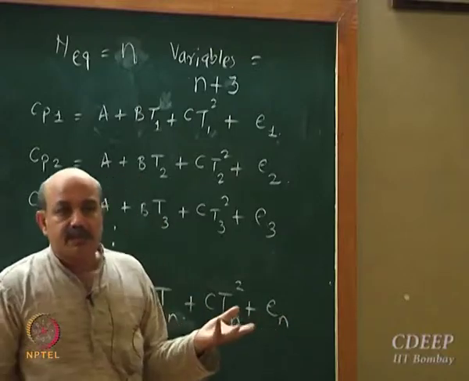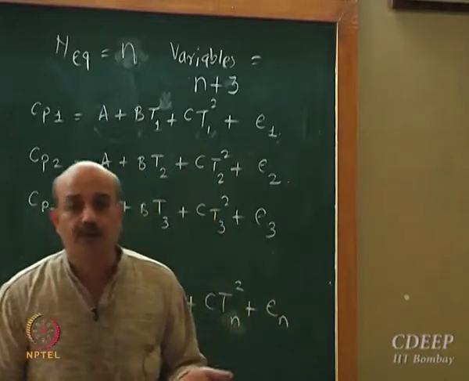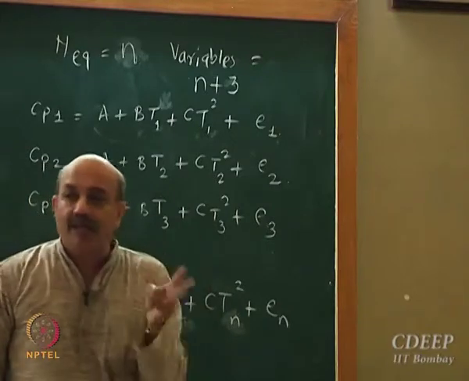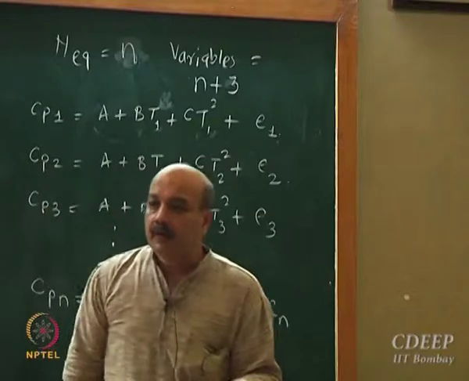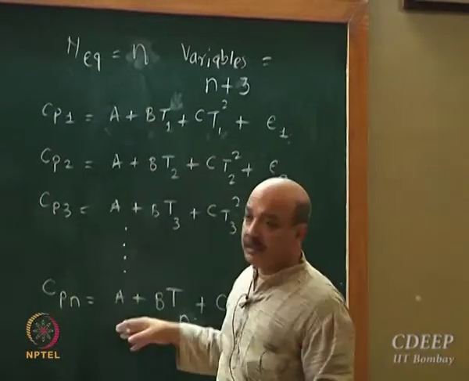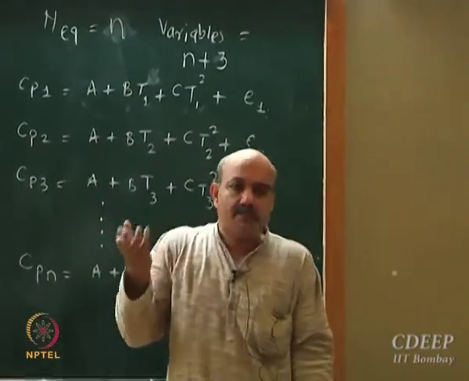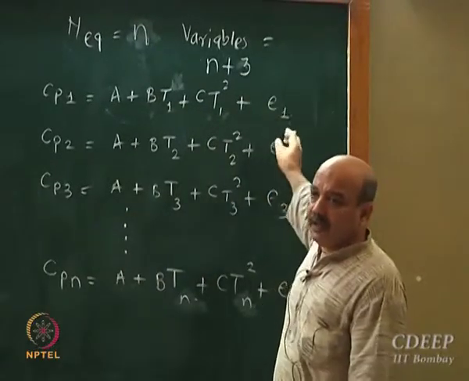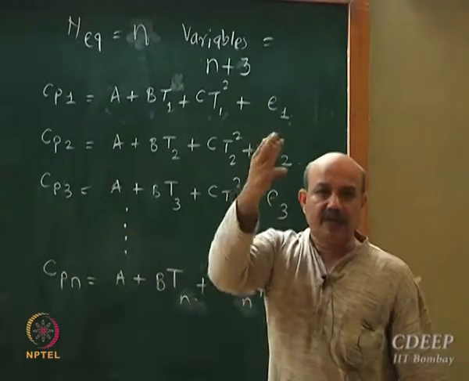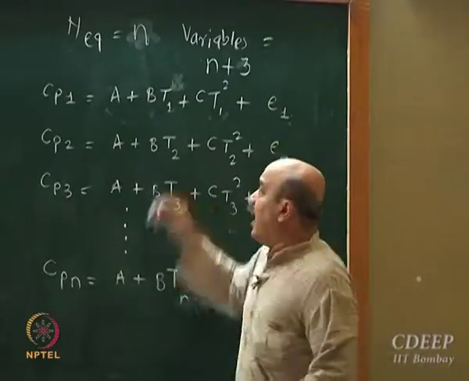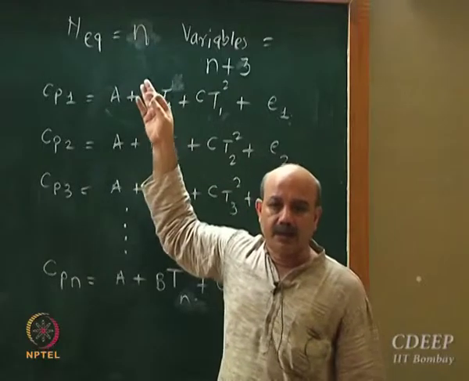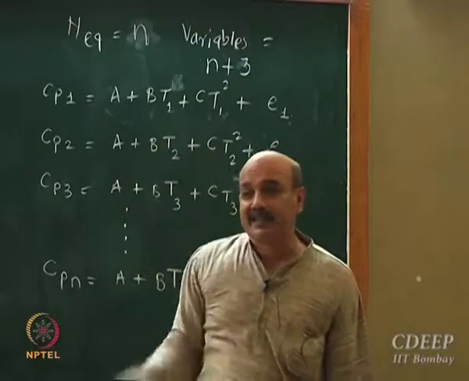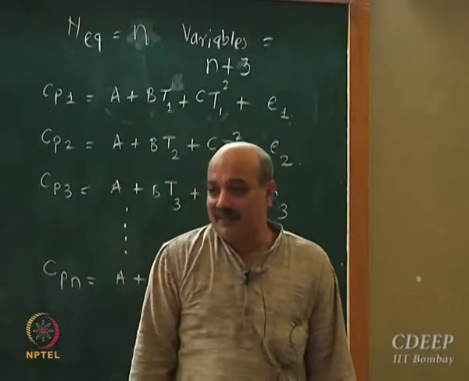Now the trouble is, how do I solve this? There are infinite solutions to this problem. Why? If I fix A, B, C by some means, then I will get one value for E1, E2, E3, because once I specify A, B, C, I will have n equations in n unknowns, and I can solve them. The trouble is, how do I fix A, B and C?